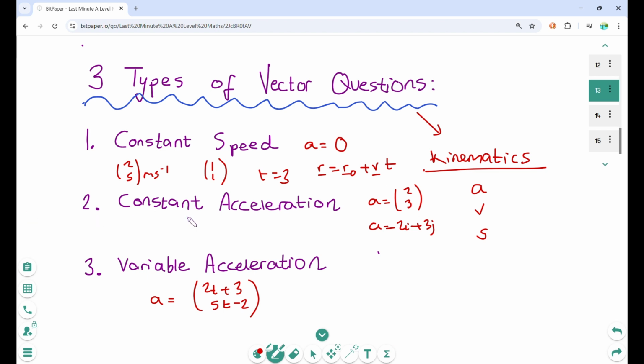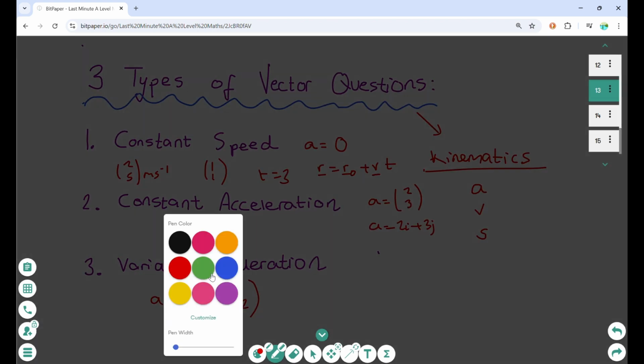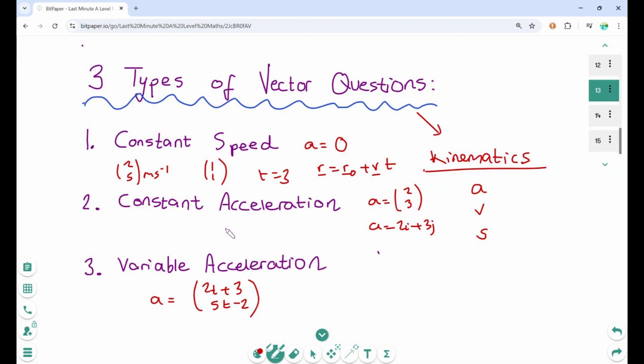Moving on, we have constant acceleration, variable acceleration. This is really where all the marks are going to come in for this topic. So to identify them, just look at the acceleration. Is acceleration just a number vector, or is it given in terms of t? And also watch out for variable acceleration.